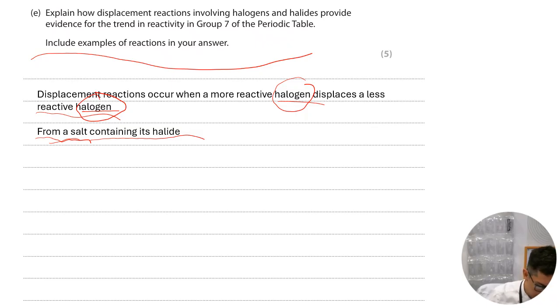So we know that the most reactive halogens are the ones on the top. Hopefully we remember that fluorine's the most reactive one. Let's use chlorine. So chlorine's very reactive. There's chlorine. Let's react it with a salt containing a less reactive halogen, so anything below. So you've got fluorine, most reactive, then chlorine, then bromine, then iodine, and astatine.